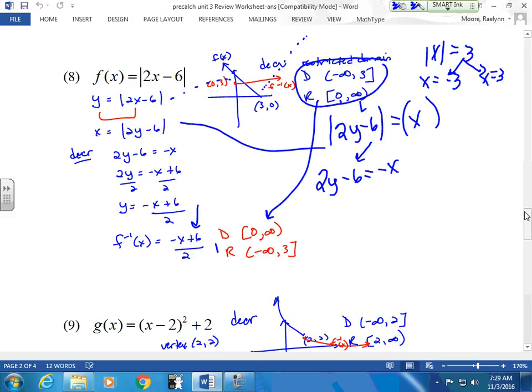It's the same with absolute value. If you're using an increasing, you have the positive piece, increasing. If you're using a decreasing, you have the negative piece, decreasing.